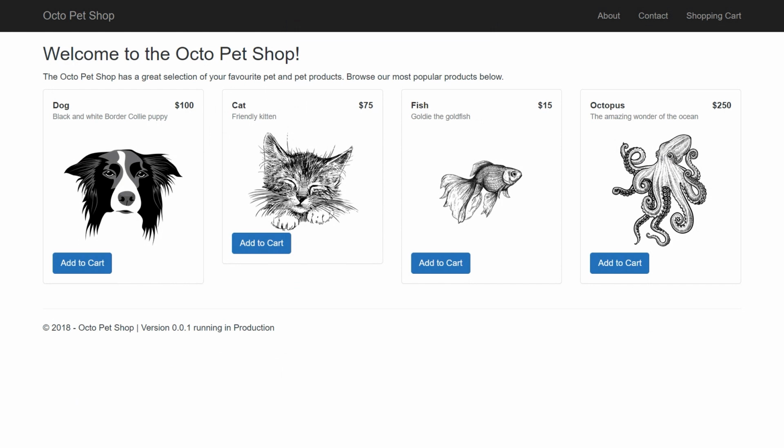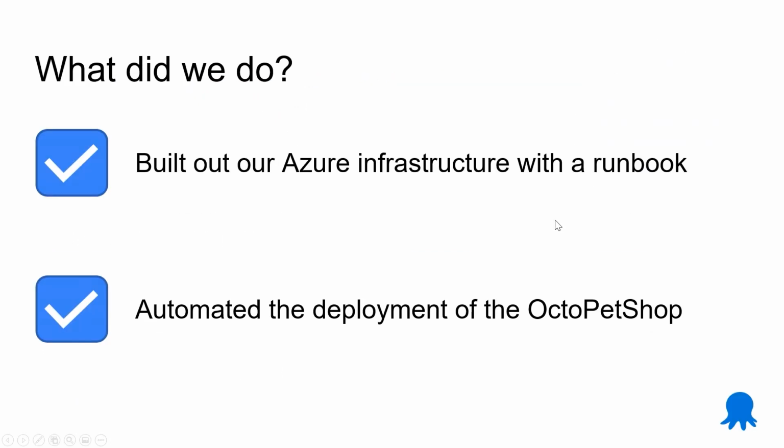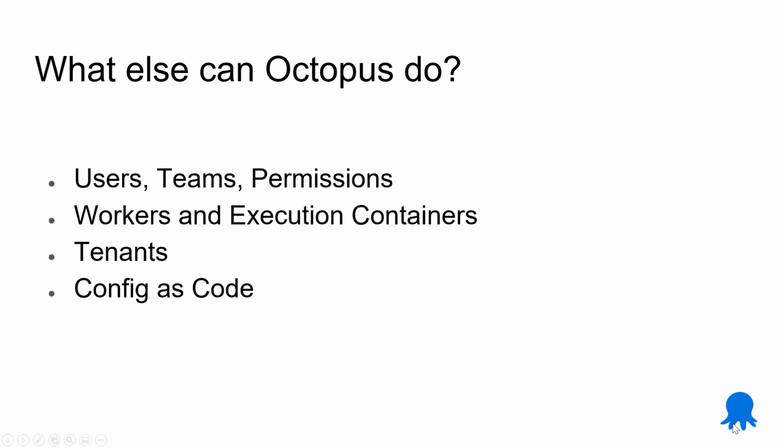So if I move back into my slide deck, we will talk about what we did. What we did there was we deployed our infrastructure through to Azure using Octopus Runbooks, and then we automated the deployment of our .NET application using Octopus again and pushing that into our Azure infrastructure. Now I've just covered the core features of Octopus Deploy, but there's much more that it can do.